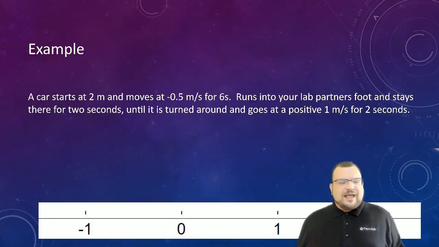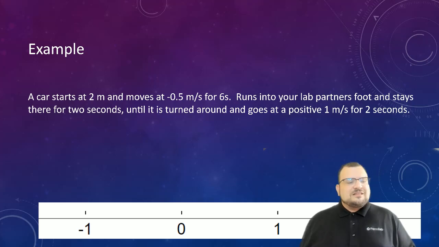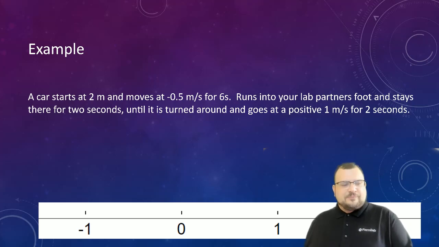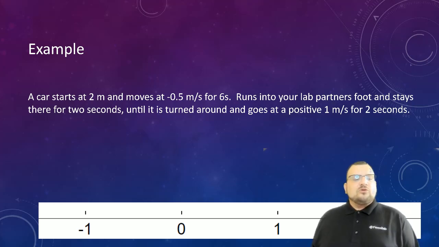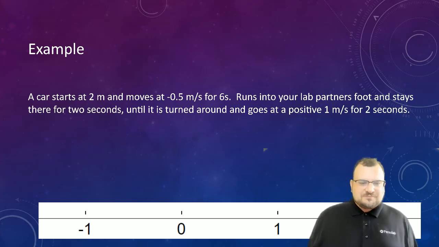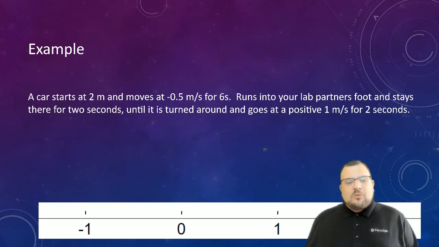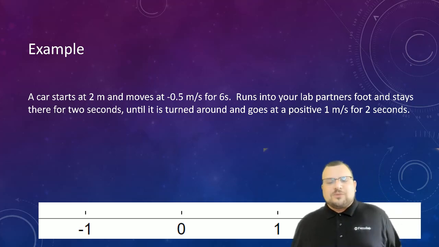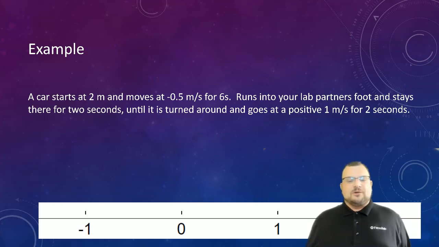So here we have the same cart, but the cart is starting at a position of 2 meters and moves at negative 0.5 meters per second for 6 seconds. It runs into your lab partner's foot and stays there for 2 seconds while they bend over, pick it up, turn it around, and then it goes at a positive 1 meter per second for another 2 seconds. So let's deal with the diagram first. Let's deal with that motion map.